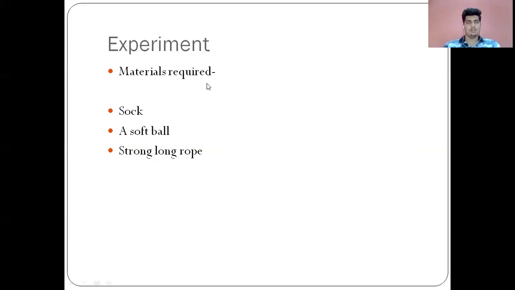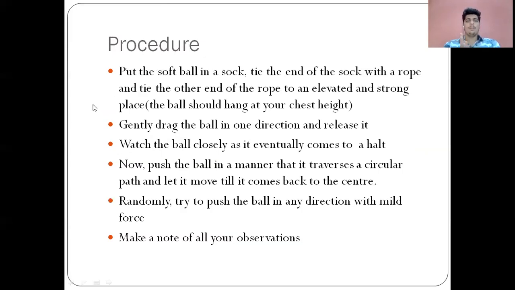Here we have the material required: a pair of socks and a single sock, then a soft ball, then a strong long rope. It must be strong enough. Then here's the procedure. Put the soft ball in the sock, tie the end of the sock with a rope, and tie the other end of the rope to an elevated and strong place. Let us consider you have hung it above a wall. Then the ball should hang at your chest height. Make a note of that.